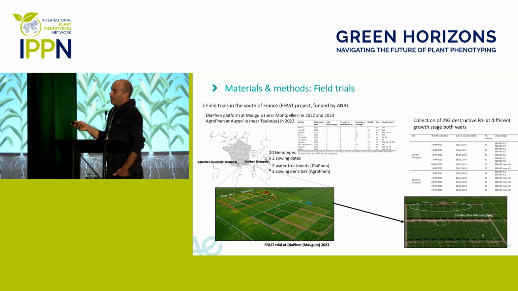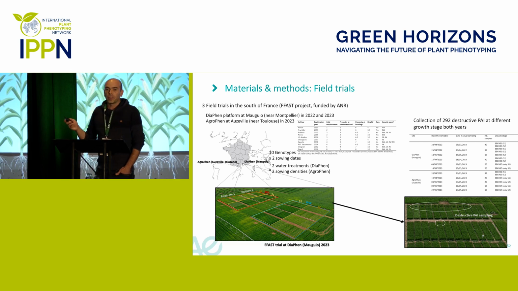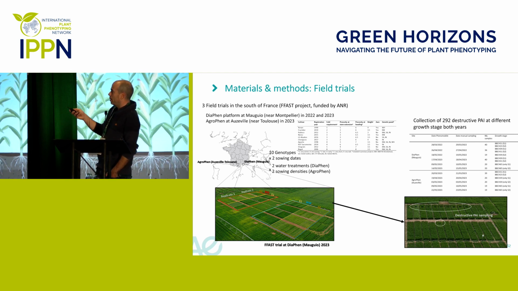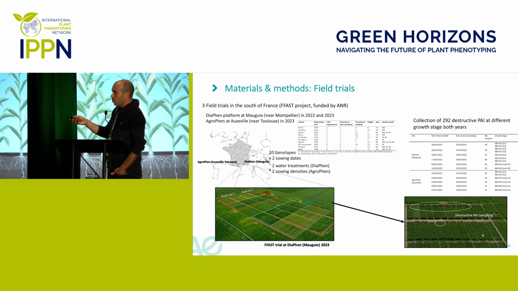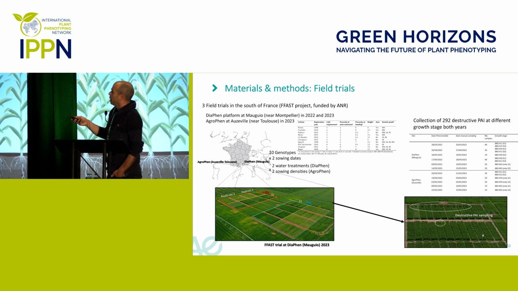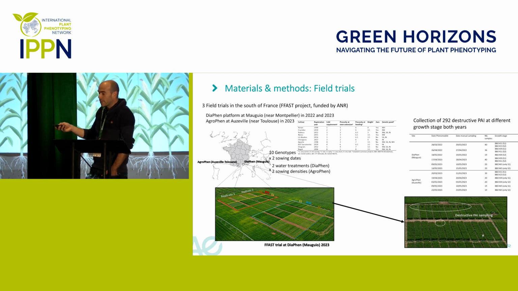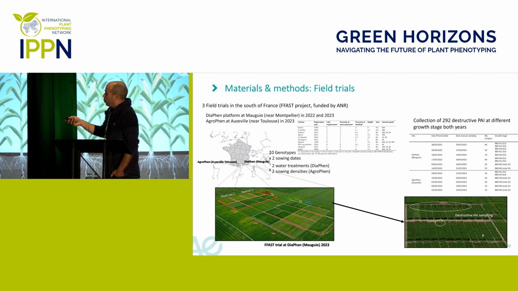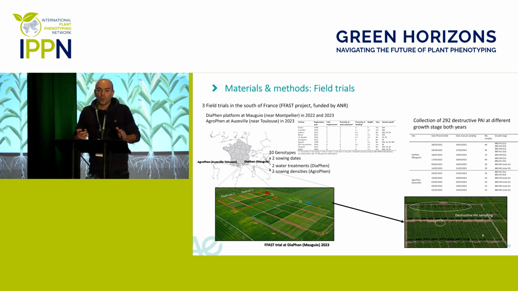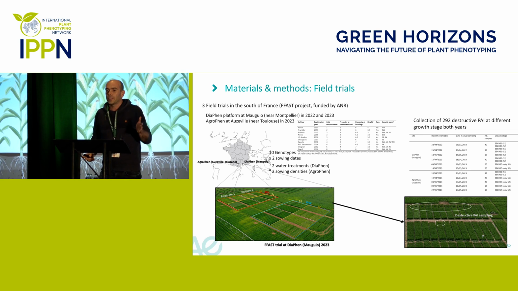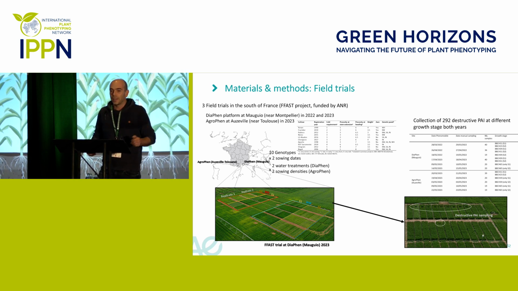So this work relies on 3 field trials that were conducted in 2022 and 2023 in 2 phenotyping platforms in the south of France. We always have the same 10 genotypes, shown with different sowing dates, water treatments, and sowing densities. We conducted a total of almost 300 destructive measurements of plant area index in the microplots. These are the marks that you see, at different growing stages that go from the end of tillering until anthesis.